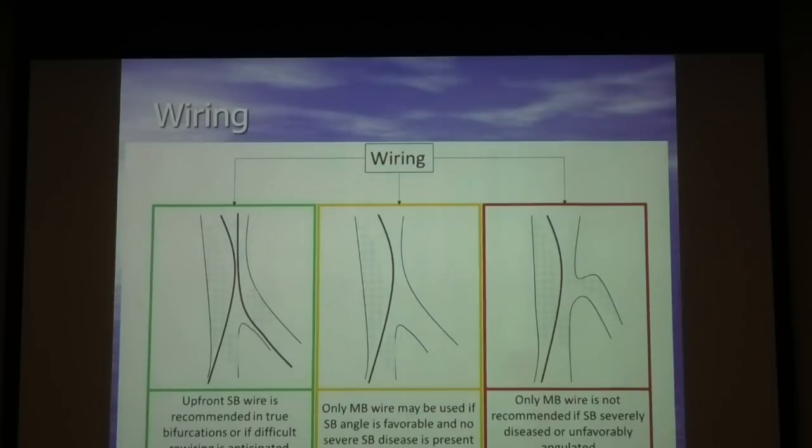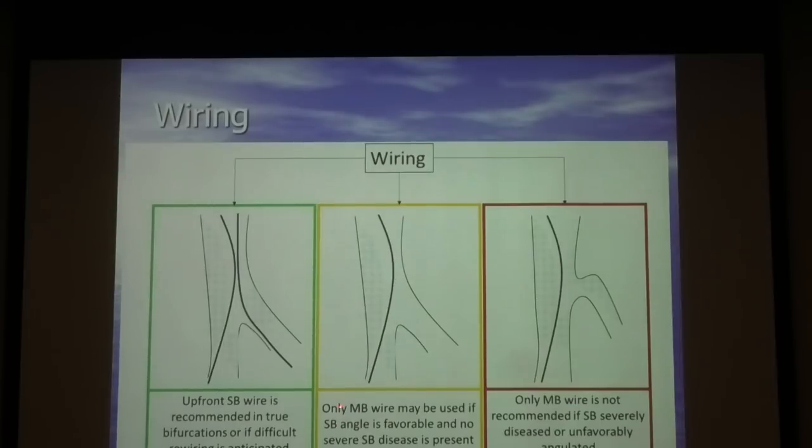So these are updated guidelines of 2018, looking at the wiring techniques of left main, particularly when you have bifurcation of the left main. Green should be done, yellow is preferable, red should not be done or should be avoided. So this is the first wiring issues here. Upfront side branch wiring is recommended in true bifurcation if difficult rewiring is anticipated. If you have disease of the side branch, you should wire it. If you anticipate that you cannot wire the side branch after proper main branch disease, you should wire it.